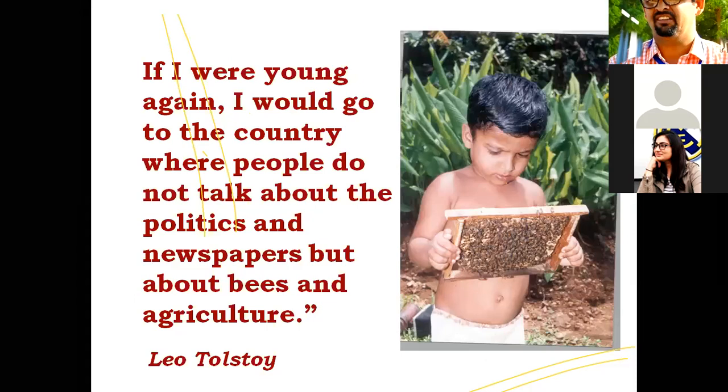Another quote, given by Leo Tolstoy: If I were young again, I would go to a country where people do not talk about politics or newspapers, but about bees and agriculture. This was written by Leo Tolstoy.